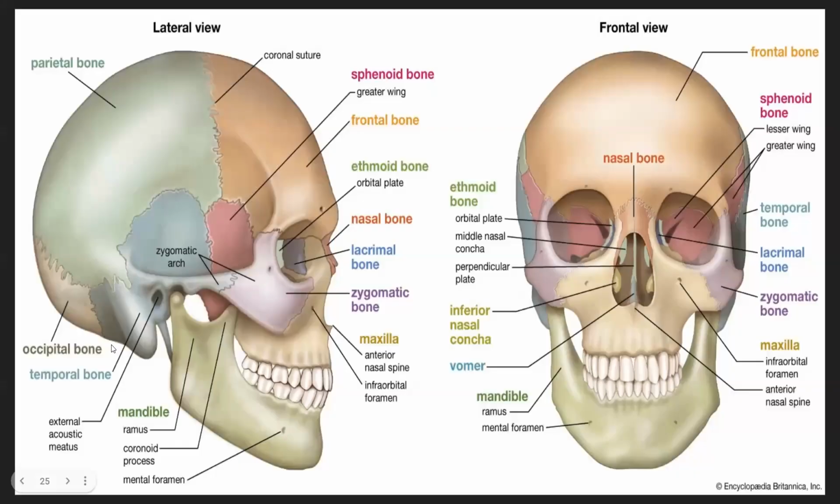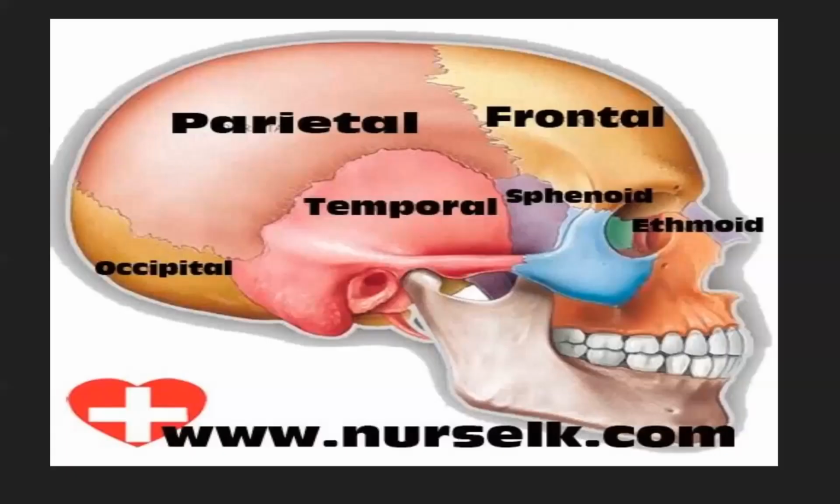This next slide will be the frontal view and the lateral view of everything that we have discussed, which is also labeled. And then the next slide will also show parts of the skull more identified and color coordinated to the word so you can see it better.